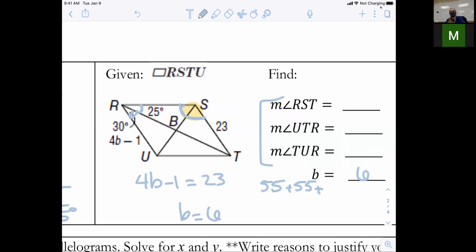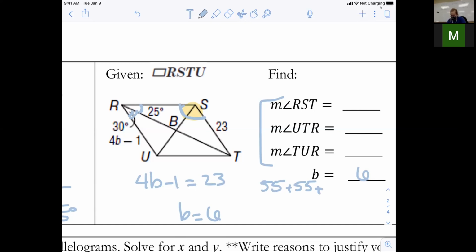Not subtract. Divide, maybe? We're doing some crazy stuff. You're right on the right track, but I'm not really following. Who wants to finish that off for me? If we know angle R is 55, how would I find angle S, angle RST? From 180. You're not wrong, Colin. It's just an easier way to do it.